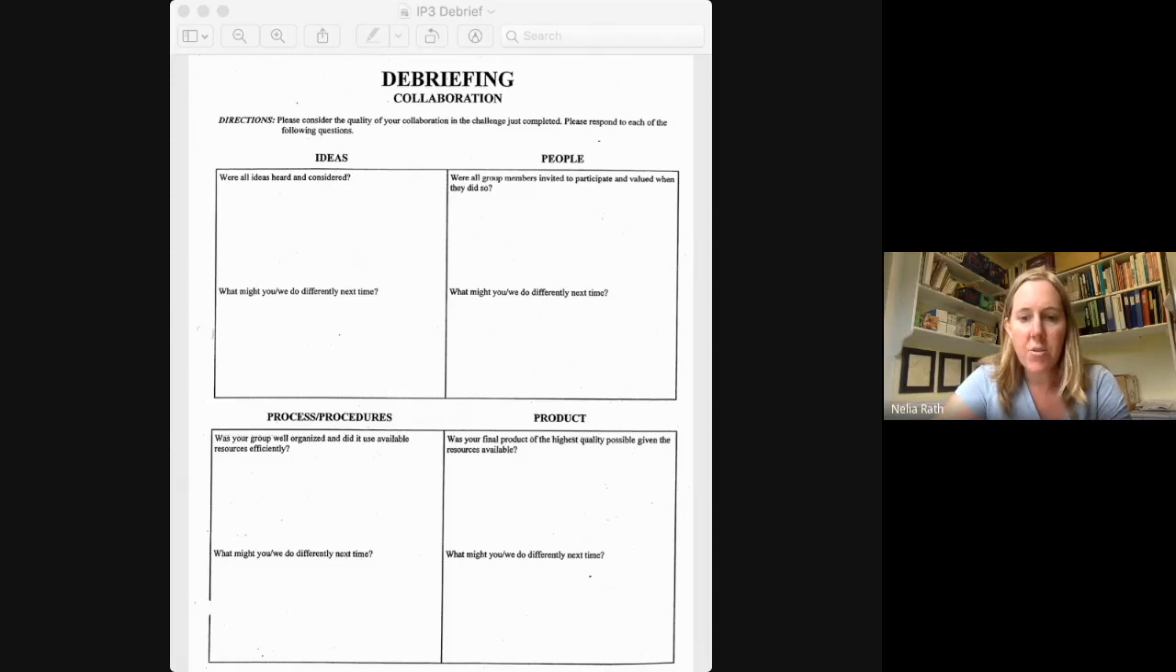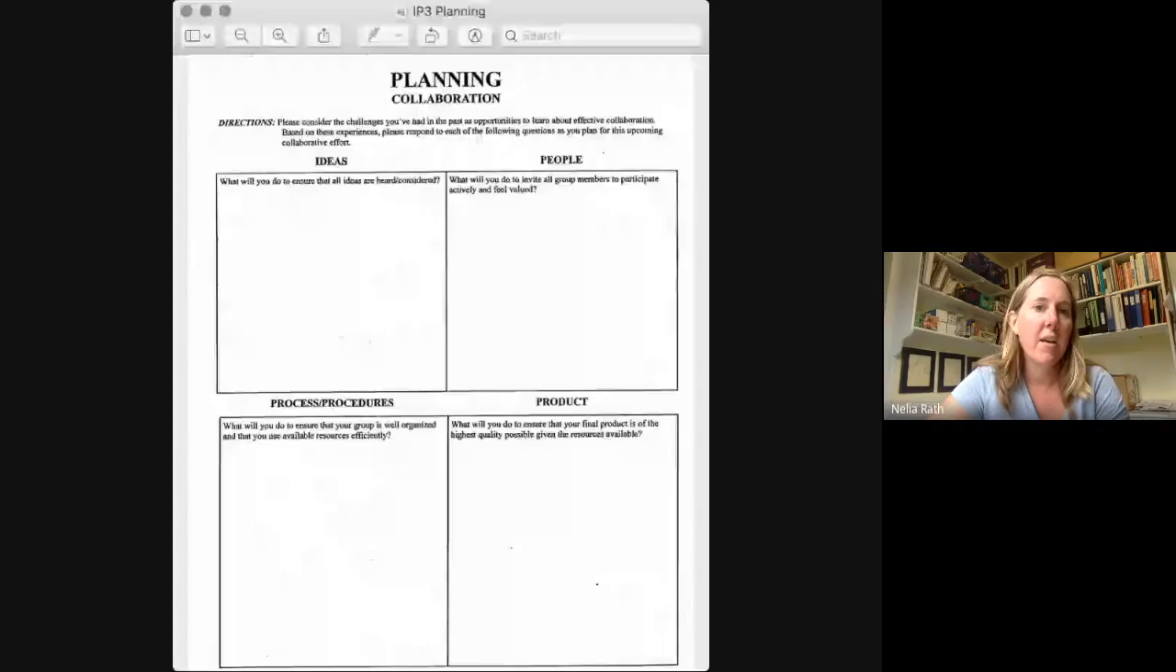Similarly, you can use a tool like this when you're embarking on a new challenge or a new problem in a group, and make sure that you're planning according to the ideas that people are going to have and the people who are going to be focused on ideas, the people who are going to be involved in the process and what you need and want from each of them, the process that you're going to take, and the quality of the product that you're going to come up with. So again, once you know a little bit about decision-making styles, you can use those tools in your planning or your debriefing of an activity.